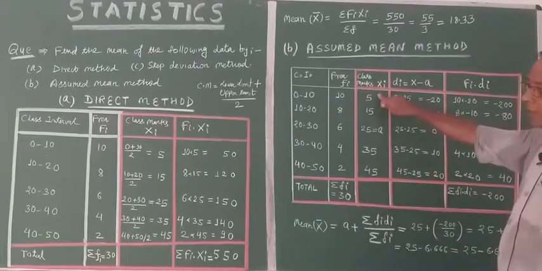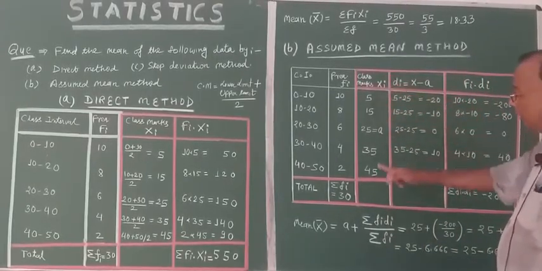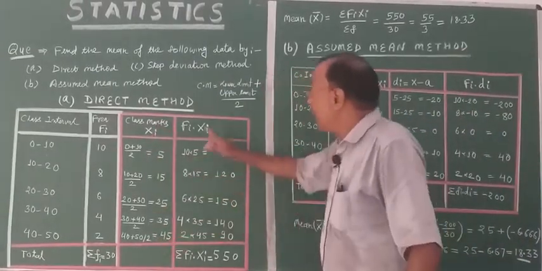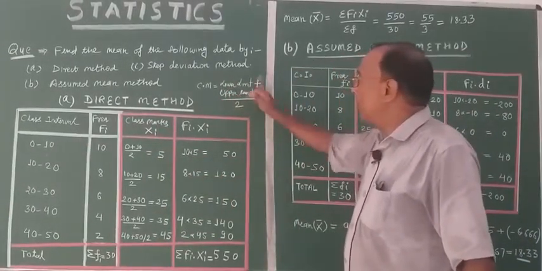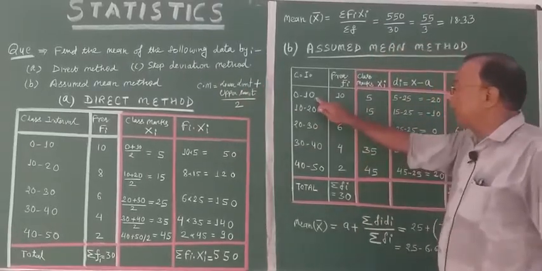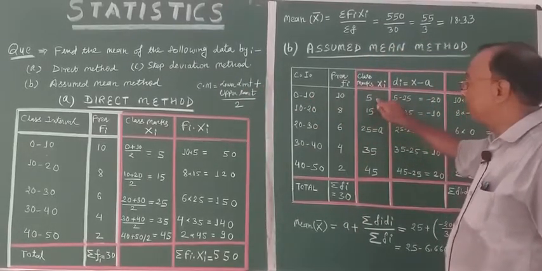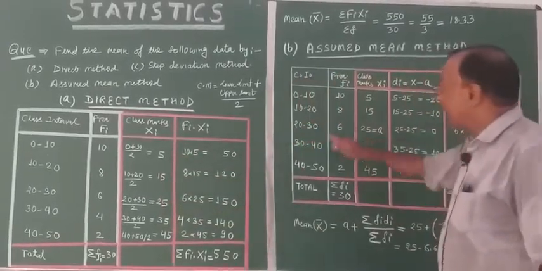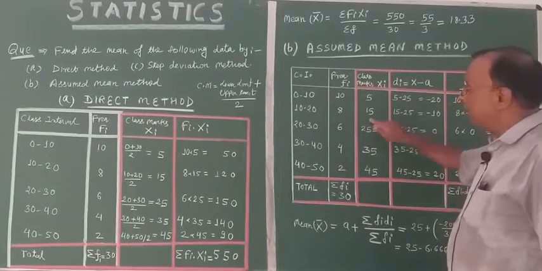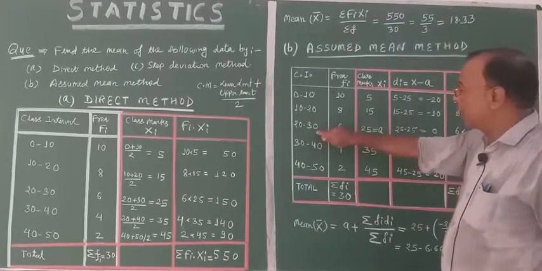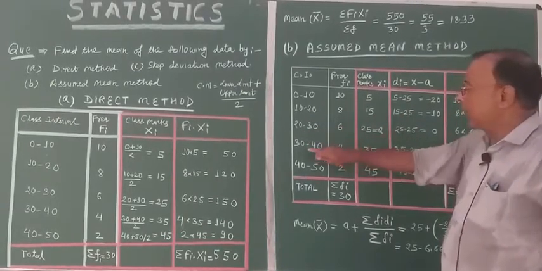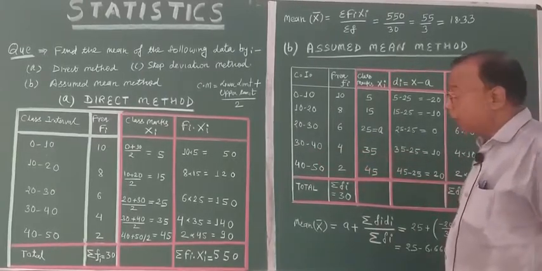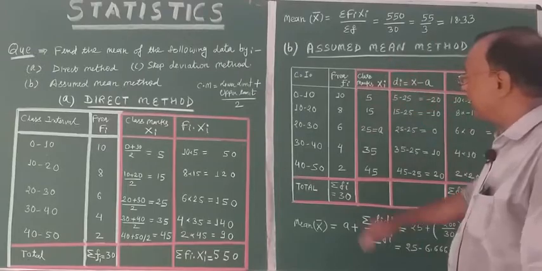Class marks. This is the class marks: lower limit plus upper limit upon 2. So what will we get? 0 plus 10 upon 2, that is 5. Already we have solved here. Class mark of this will be 15. Class mark of the third class interval will be 25. Class mark of the fourth class interval is 35, and this is 45. Now this is the assumed mean method.